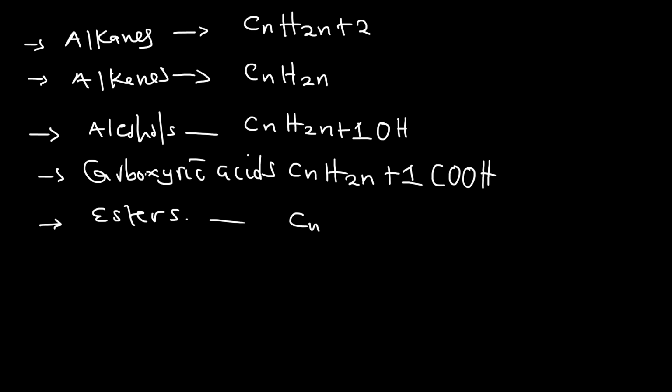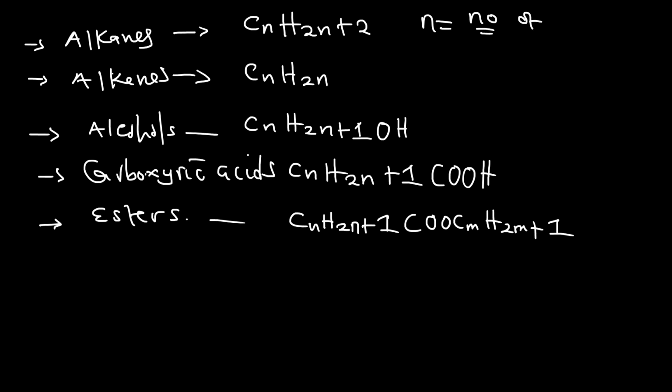For esters, it is CnH2n+1 COO CmH2m+1. So under this one, what does n represent? n represents the number of carbons. Even m here under the esters represents the number of carbons. So make sure that you take note of these. So these are the general molecular formulas that we have for the families.